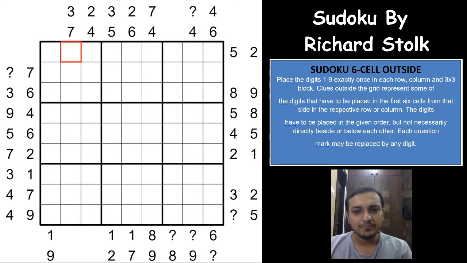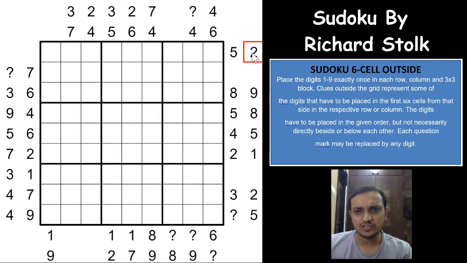Apart from that, there are some digits given outside the grid. As you can see, there are 2 digits given everywhere. Those 2 digits would have to be the digits appearing in the first 6 cells from that particular direction. So for example, if these are the 2 digits, then from this direction, out of the first 6 cells, these 2 digits would have to appear there.